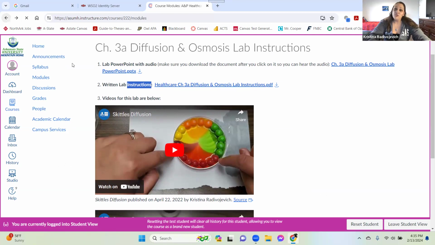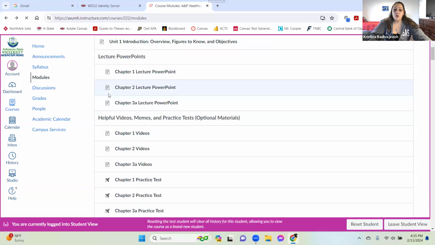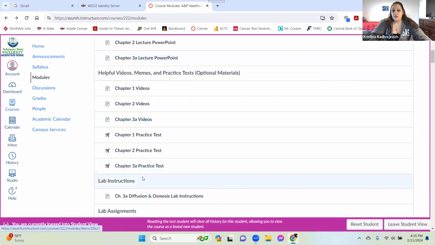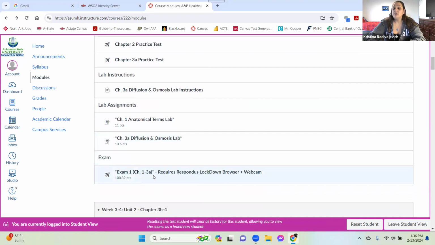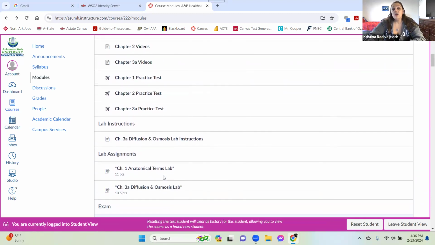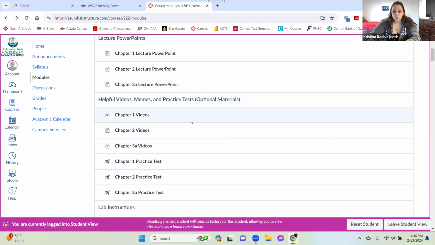So again, whenever you complete a lab, notice how it was over chapter 3A. I would go through the lecture first, go through the lecture for that day. Then I would go into the lab instructions and then into the lab itself. Exams are only going to be available on certain days and times that are listed in the course calendar. So that just gives you the rundown of how the course is set up.